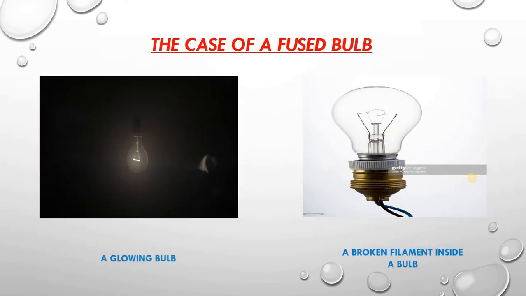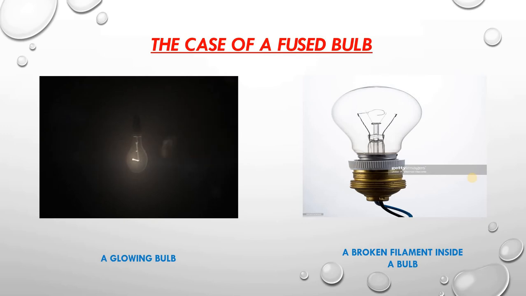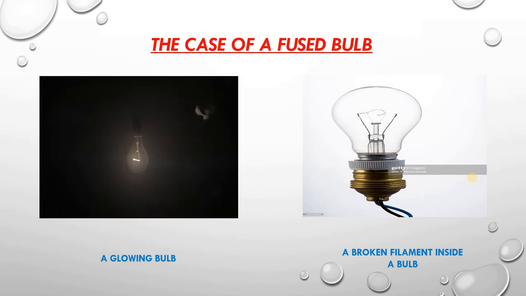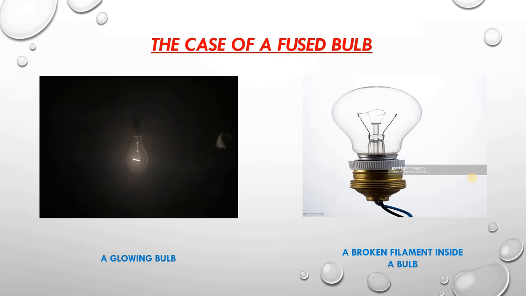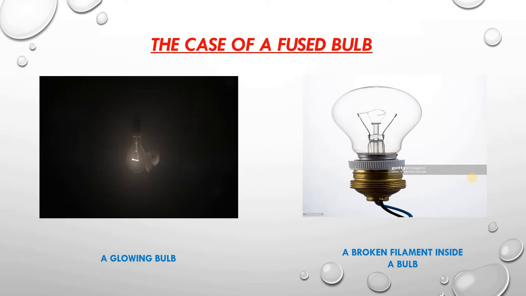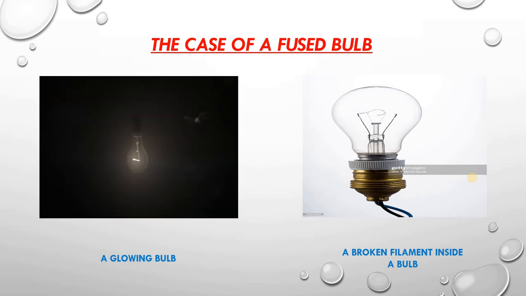Next comes the case of a fused bulb. Sometimes the electric bulb does not glow even if it is connected to the cell by wire without any gap in the circuit. Suppose the path is completely closed, it is a closed circuit, sometimes then also you will find that at your home the bulb does not light up. Why? Because the bulb has got fused. At that time the bulb does not glow even if the circuit is connected properly.